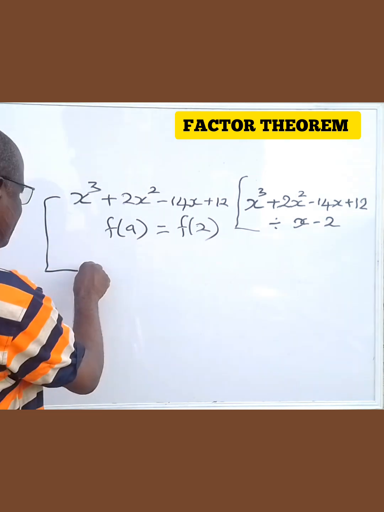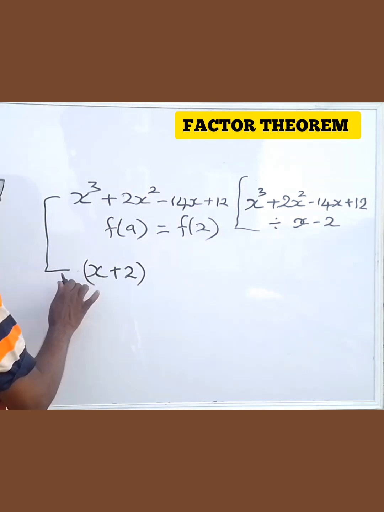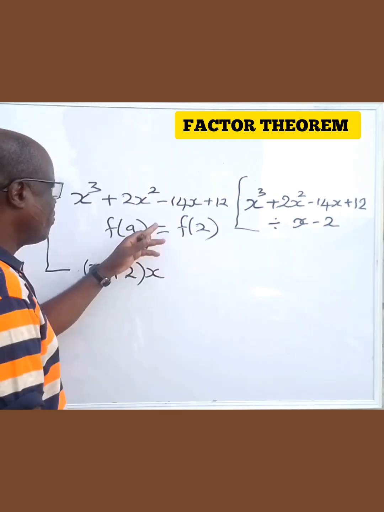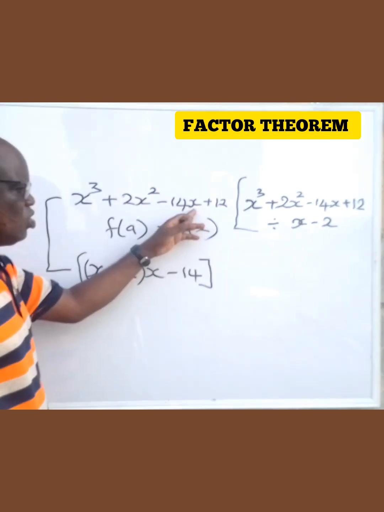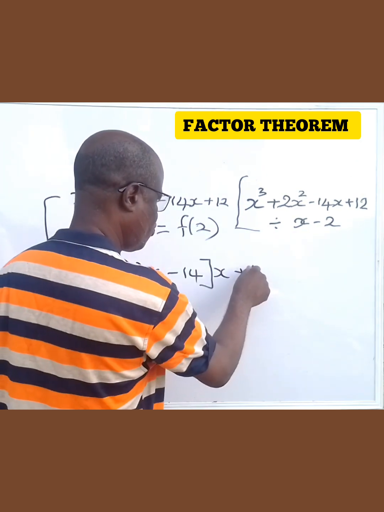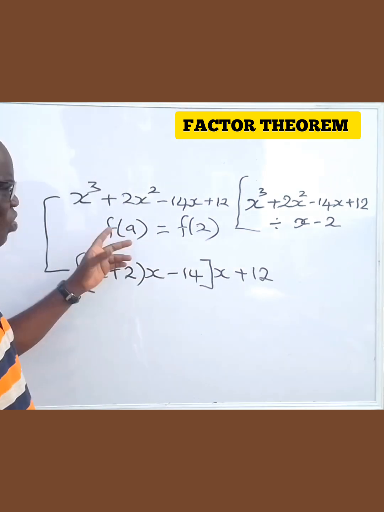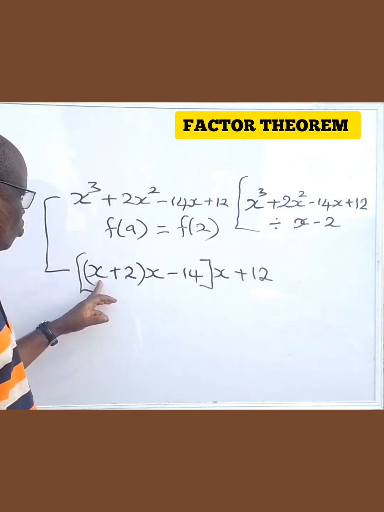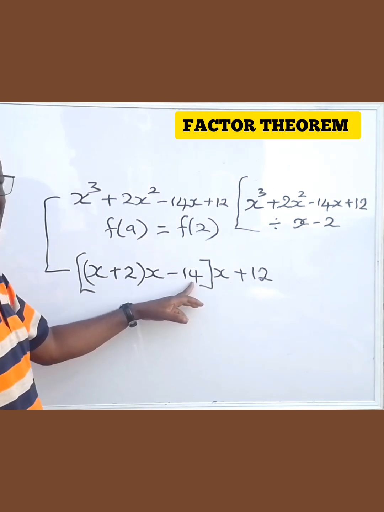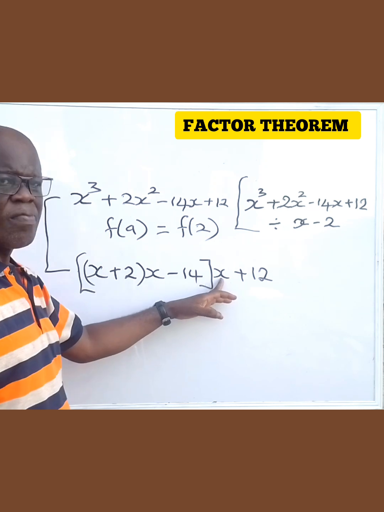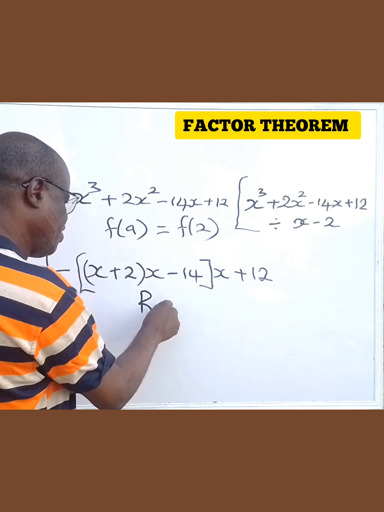So this is x plus 2 into bracket. Then you have your x. Then put minus 14. Then put your x plus 12. So you are putting your x to be 2. So let's do that. 2 times 2, 4. 4 times 2, 8. 8 minus 14, minus 6. Minus 6 times 2, minus 12. Minus 12 plus 12 is 0. So our remainder is 0.